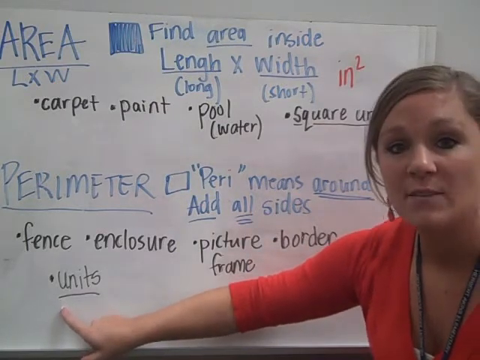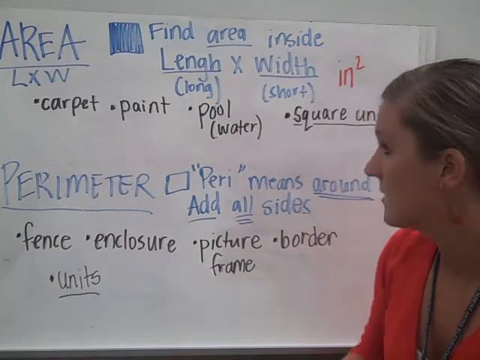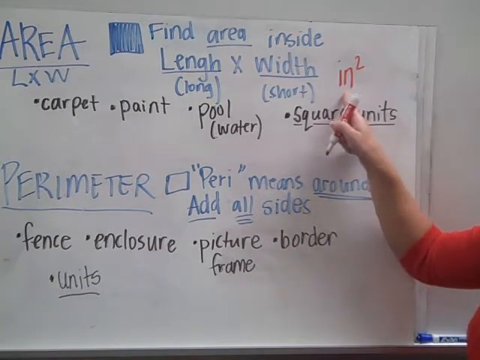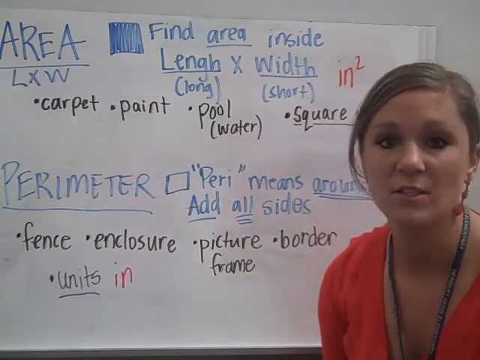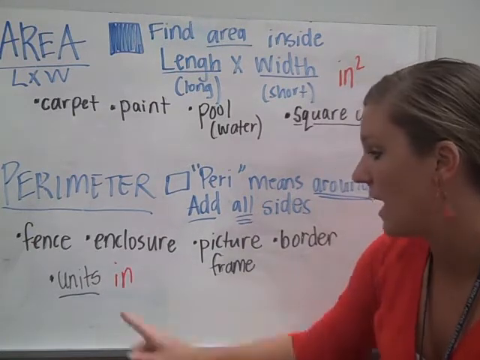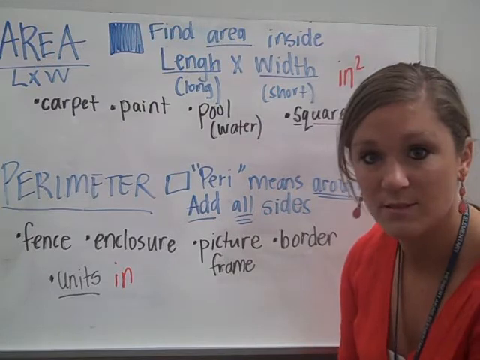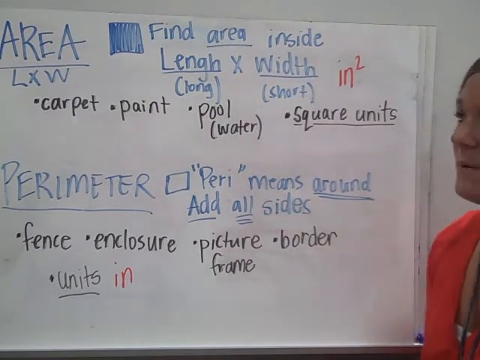Perimeter is always given to you in just units. So using this example of inches squared for area, for perimeter, they'll just give it to you in inches. And that's what IN is. It means inches. All right, take a moment if you need to copy any of this down.